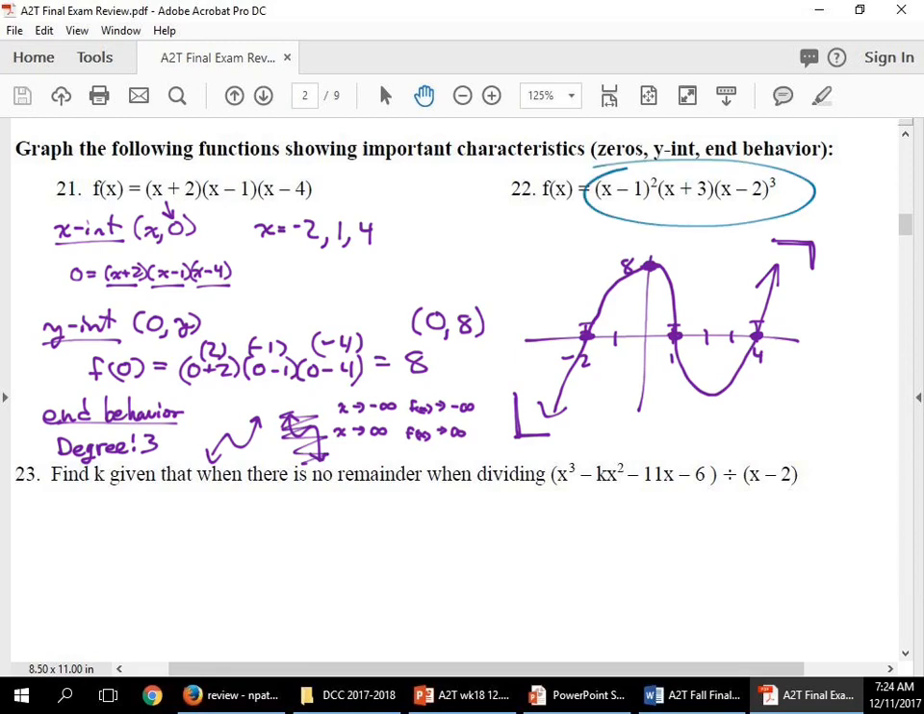All right, this one has 3 zeros, but they all have different multiplicities. Okay, check it out. I'm just going to graph them really fast. I'm not going to find the y-intercepts right now. We have x equals 1, -3, and then +2. 1 comes from that factor, -3 comes from that factor, and 2 comes from that factor. They all have a different multiplicity.